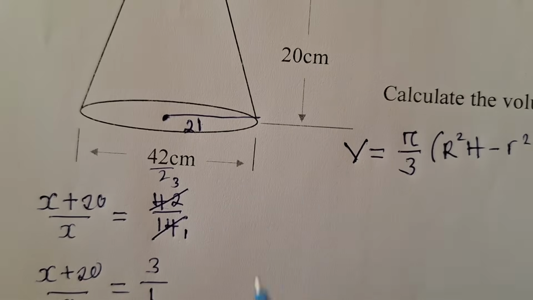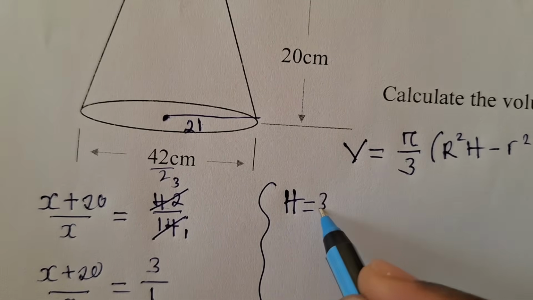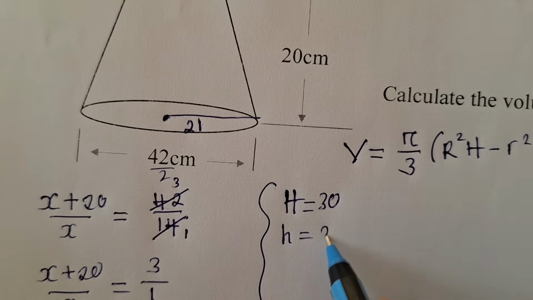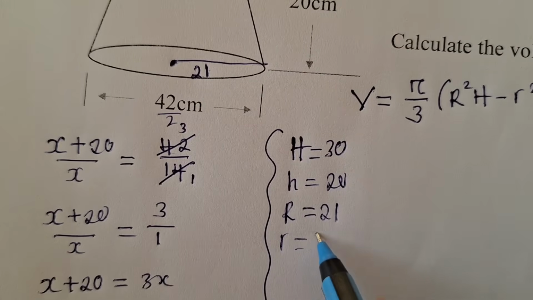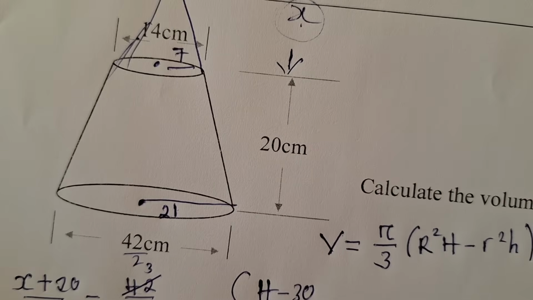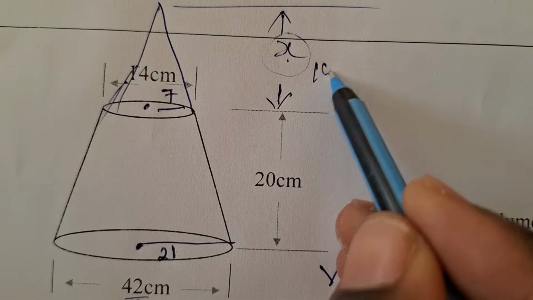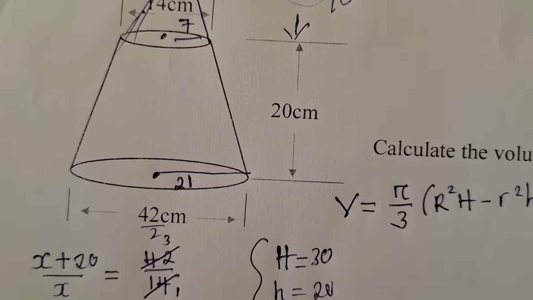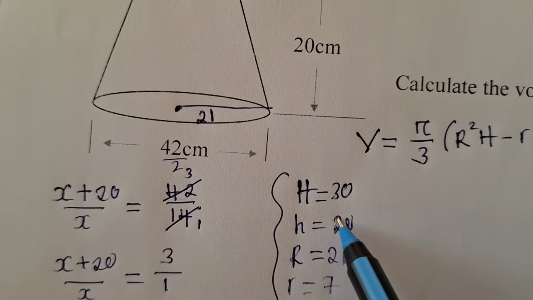So now after getting this height, we're going to say, okay, the big H will be equal to 30, and small h will be equal to 20, bigger R will be equal to 21, small r will be equal to 7. Let me start with the height. The bigger height is the height before this frustum was cut. If you're able to see, this is 10, so you just add these two, you get 30. The height of the smaller part here is 10. I wrote 20 here, but it's supposed to be 10.